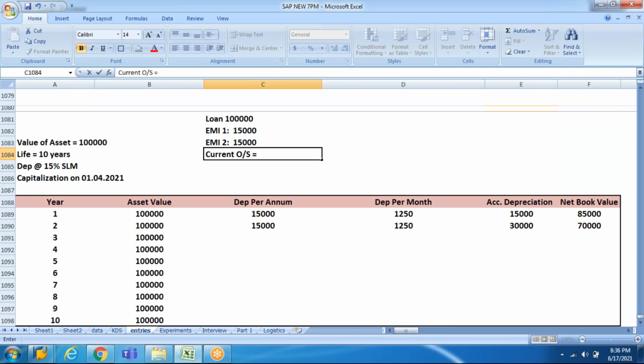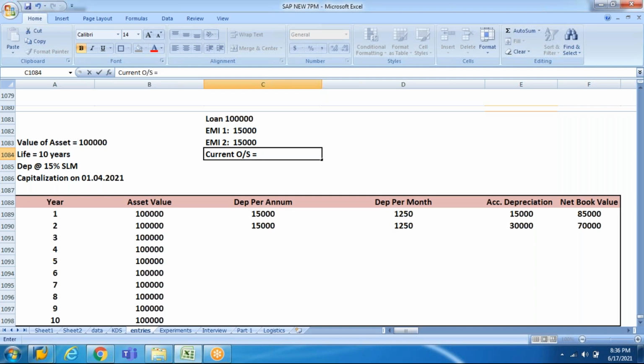Divya, you have borrowed 1 lakh. So far, you paid 2 EMIs. What is your total outstanding now? 1 lakh minus 30,000. Am I correct? Yes. Why 1 lakh minus 30,000? Because you need to consider all your payments which you have repaid.